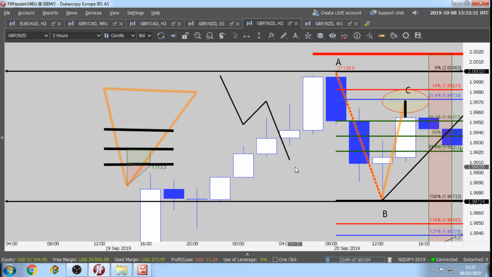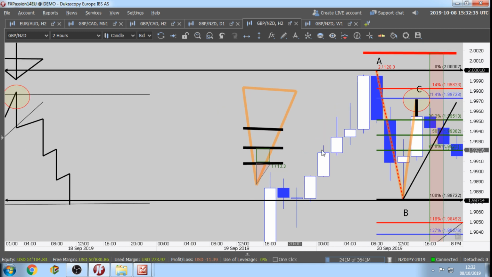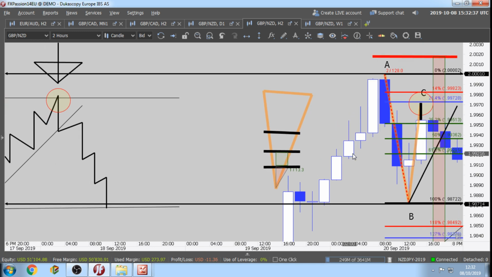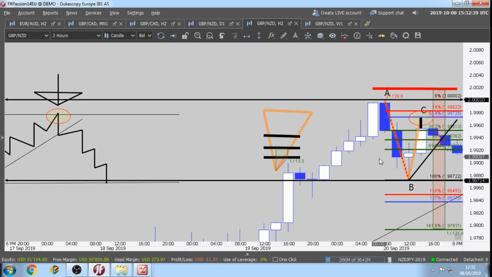Can you make it small, please? Small like this? Like this?